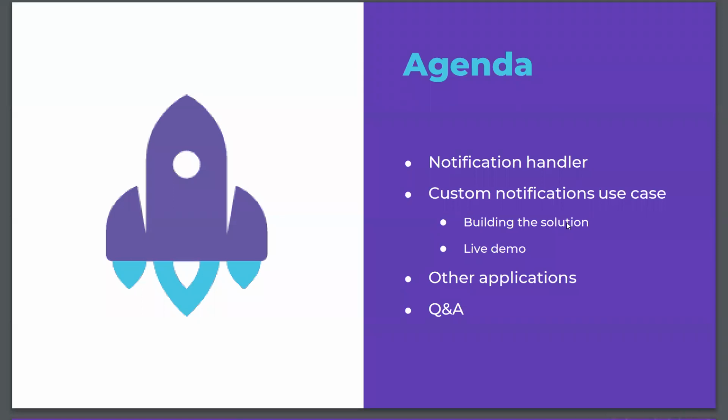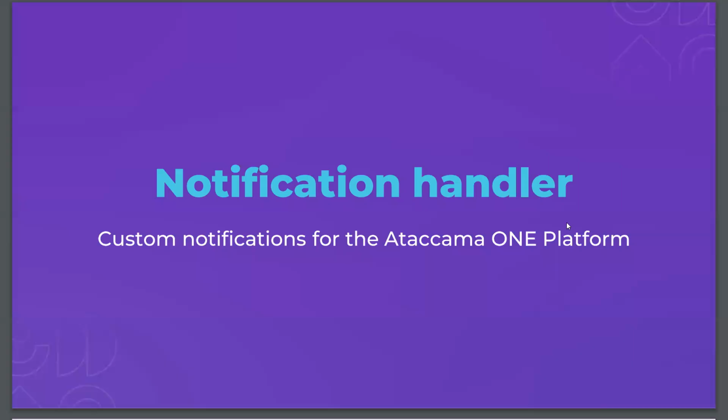So, our agenda for today. We will start with a look at the notification handler component, which allows us to create custom responses to predefined events. We will have a look at how it works in general and a bit of theory around it. Then we will define a custom notification use case, build it together, and see how it works in a live demo. In the end, we will briefly discuss other possible applications of custom events. So let's start.